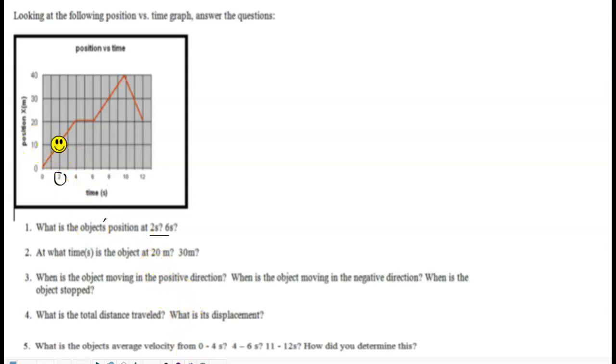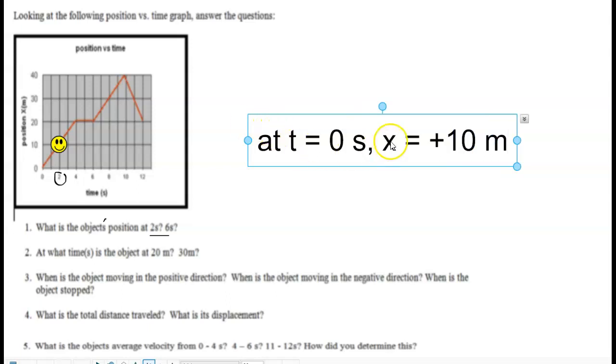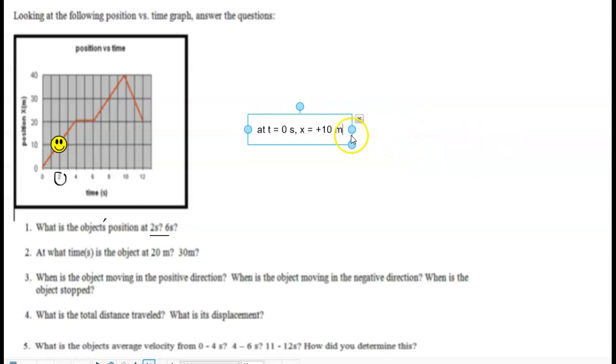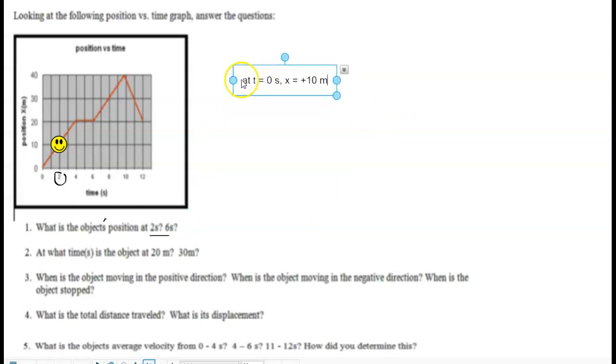So for the first one, the location x is the position. That is the answer to number 1. Let me try to write these out, because I'll type several. There we go. Okay. It wasn't 0 seconds. It was 2 seconds. Sorry, excuse me. So at 2 seconds, the position here is where the smiley face is at positive 10.